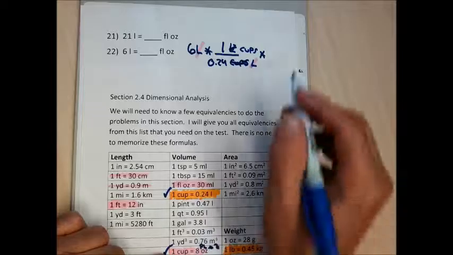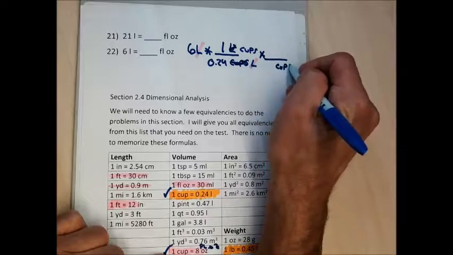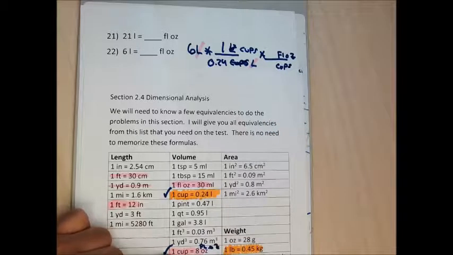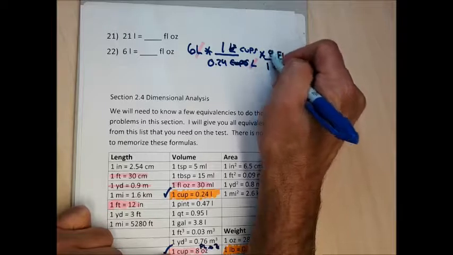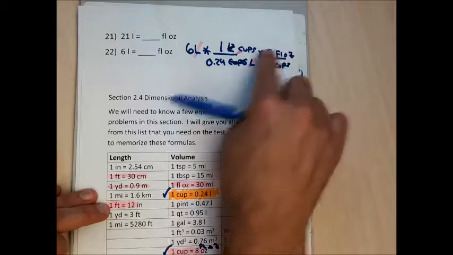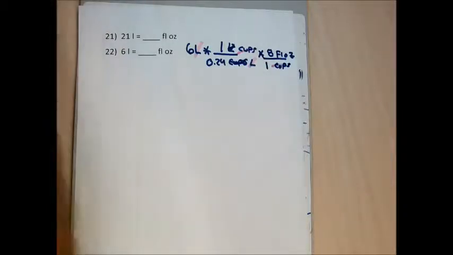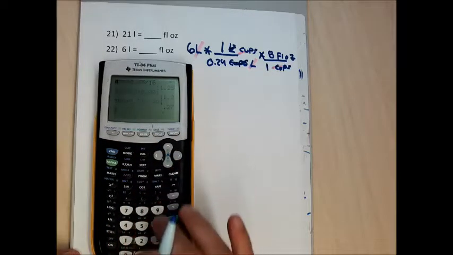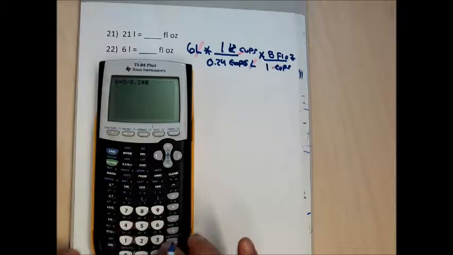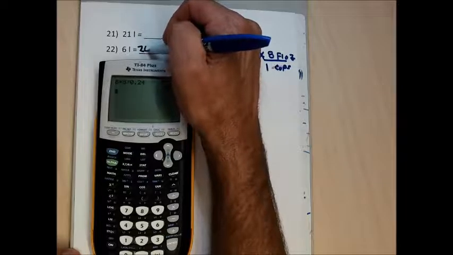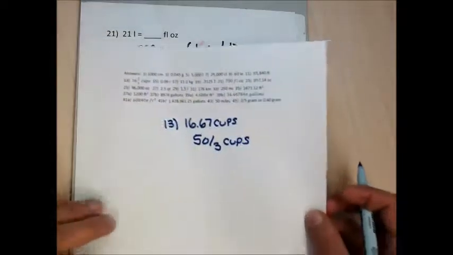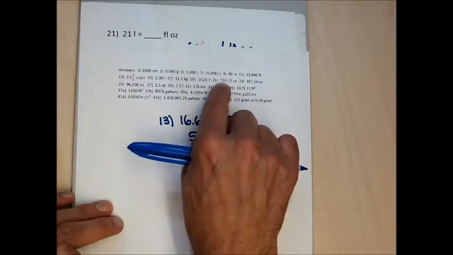Now I'm going to use this one, and I'm going to put cups in the denominator because I'm trying to get rid of cups, and I'm going to put ounces, which is really fluid ounces, in the numerator. I'm going to use the fact that 1 cup is 8 fluid ounces. The cups are going to cancel. I'm going to multiply the 6 and the 8 and divide by the 0.24. So I'm going to go 6 times 8 divided by 0.24, and I'm going to get 200 for the fluid ounces. When you get your problem 21 done, correctly done, the answer you're going to come up with is 700 fluid ounces.